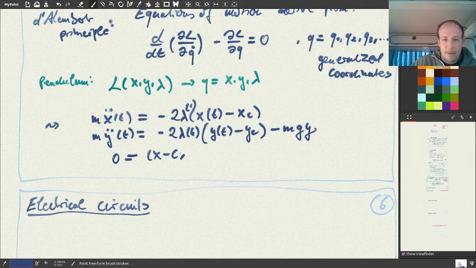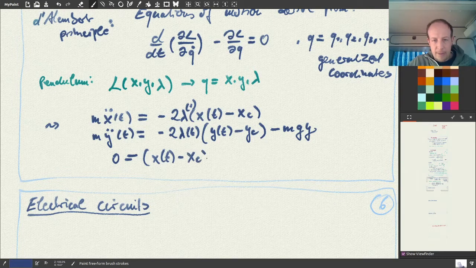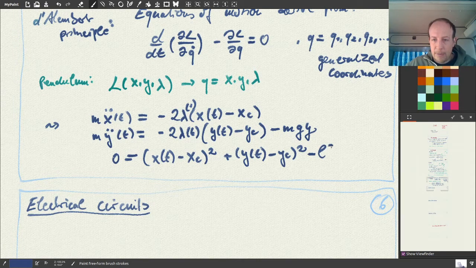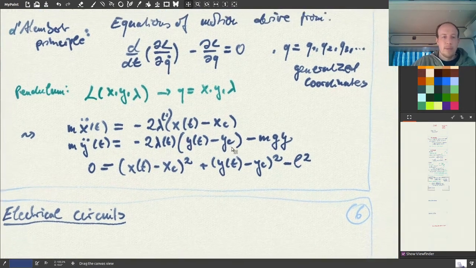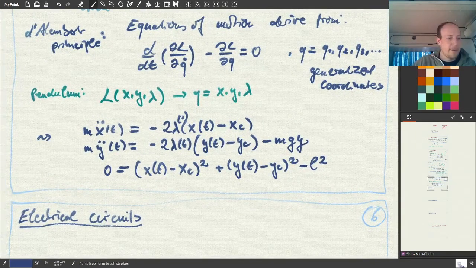and the other equation will be x of t minus xc squared plus y of t minus yc squared minus l squared. So that's the other equation, and that's actually a very nice example for a DAE. This will get a label, so I will refer to this in the script.